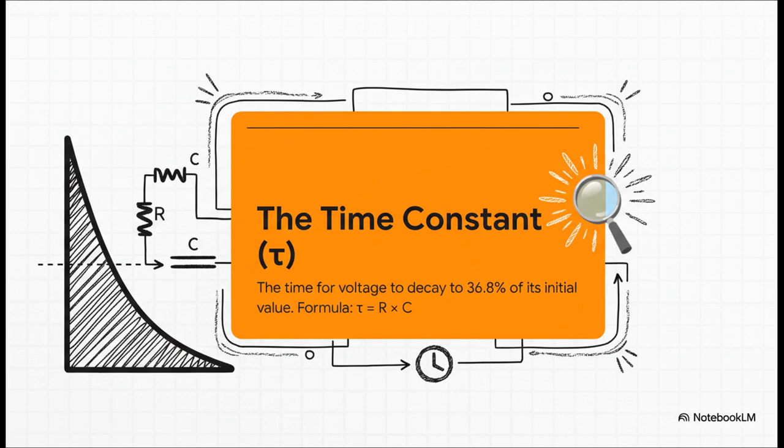So what is it? Well, it's the specific amount of time it takes for the voltage to drop down to about 37% of whatever it started at. You can literally think of it as the circuit's built-in speed. And for a simple capacitor circuit, the math is super easy. You just multiply the resistance R by the capacitance C.